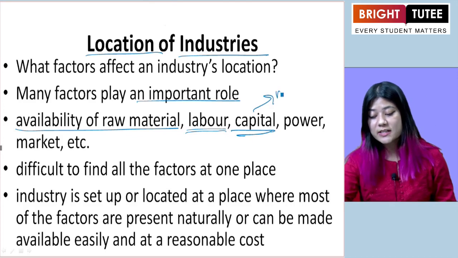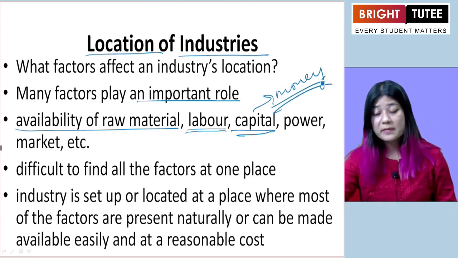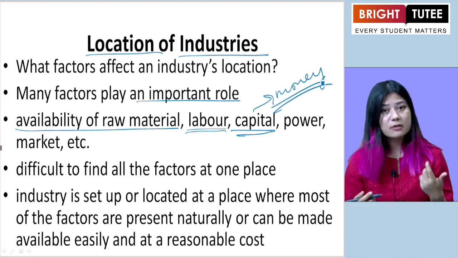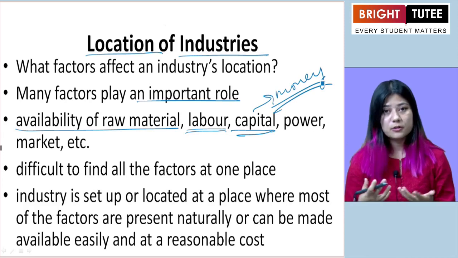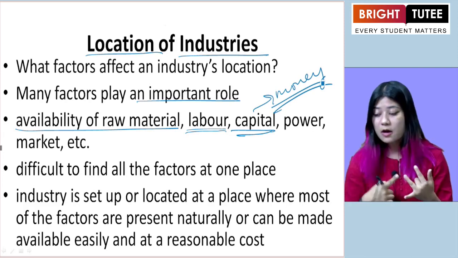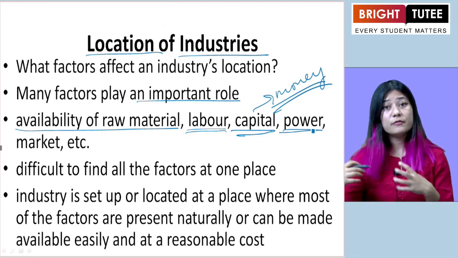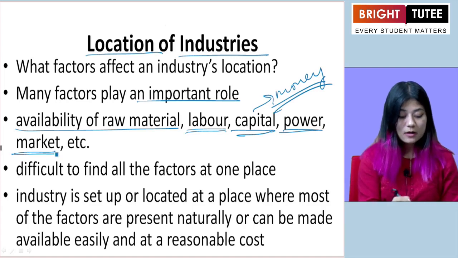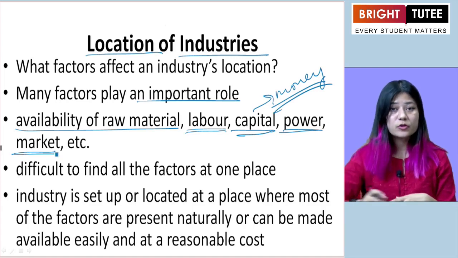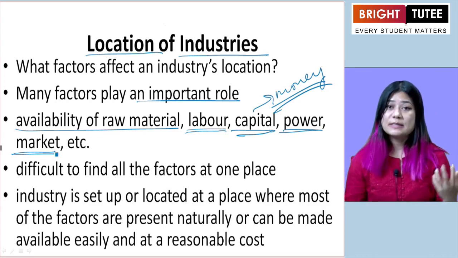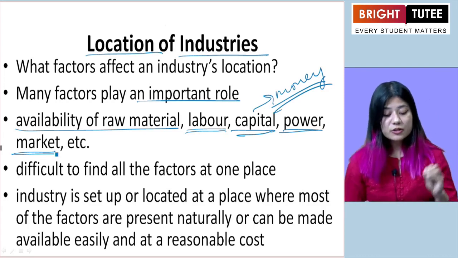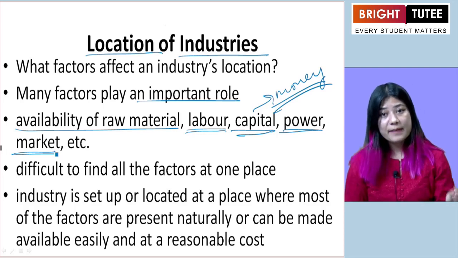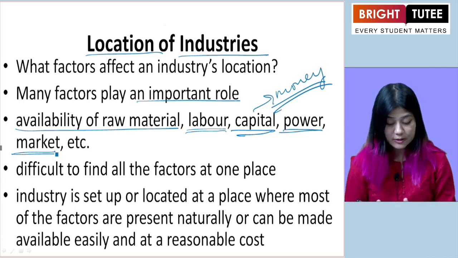Capital, money, investment. In order to make all these processes work, you need money, you need investment, right? Without that, you cannot function. Without that, the manufacturing industries cannot run. Power, resources, electricity, water, etc. Market, whether the market is nearby or far. What is the demand of the product that is being produced? So you see, these are all factors which help in deciding the location of the industries.